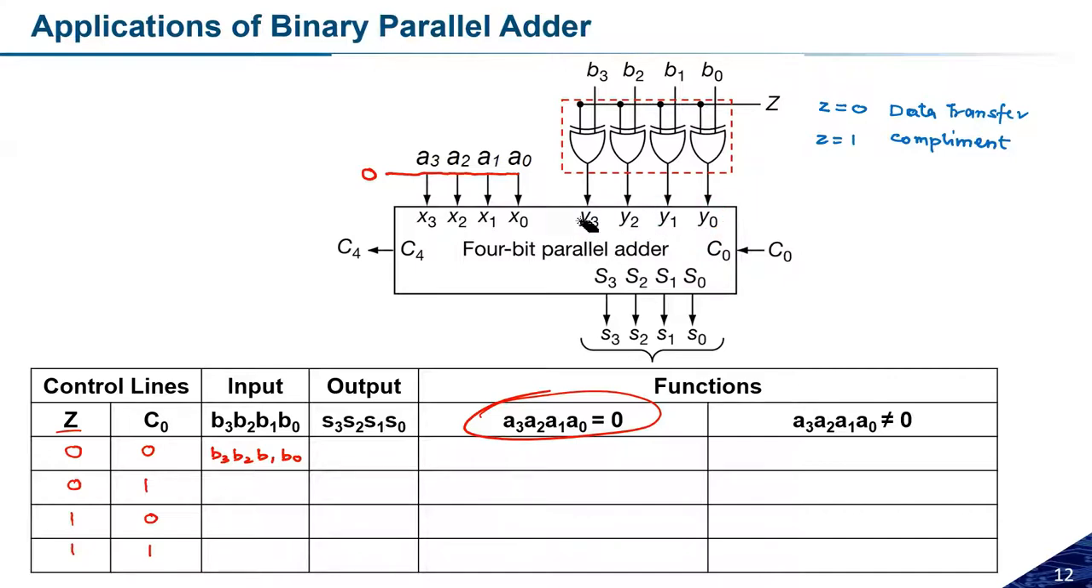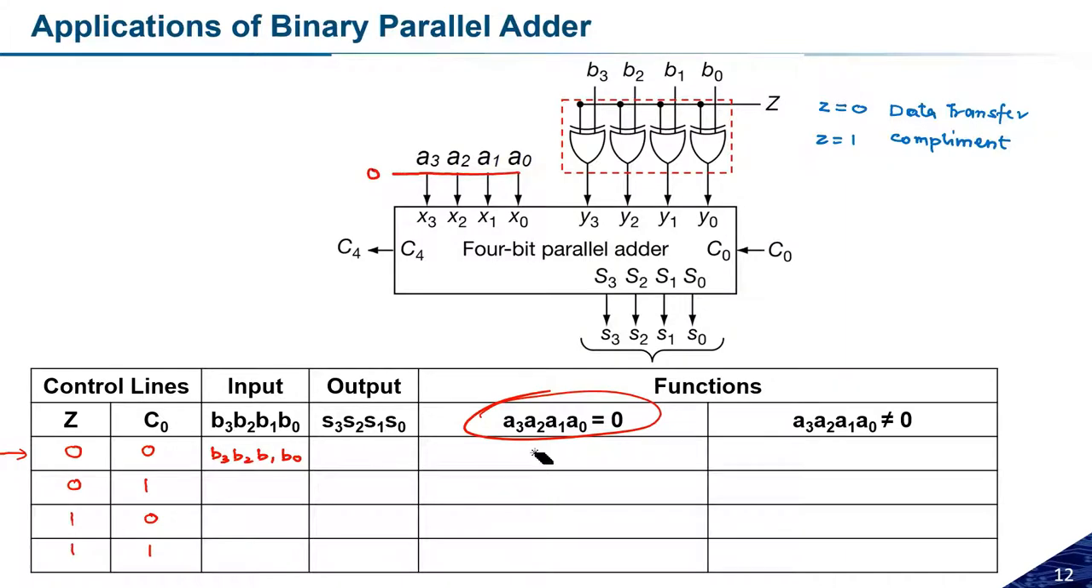So the first thing is, if I consider Z equal to 0, then B0 to B3 will be transferred to Y3 to Y0. So at this point, I will get B3 to B0. And because I'm adding this B3 to B0 with A0 to A3, I will get S3 to S0 the same as the input, B3 to B0. Again, I have considered C0 equal to 0. If C0 is 0, it means the previous carry is 0, so that will be discarded.